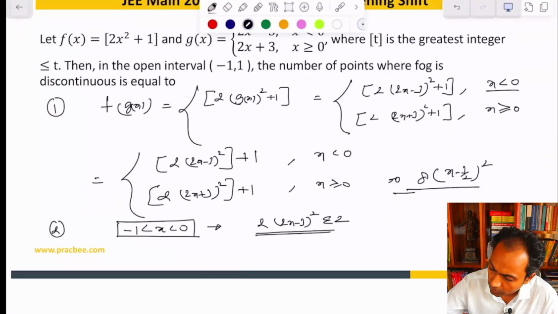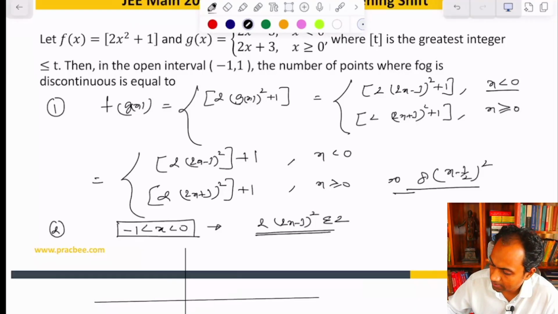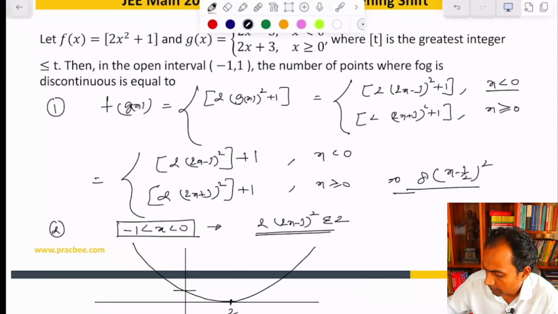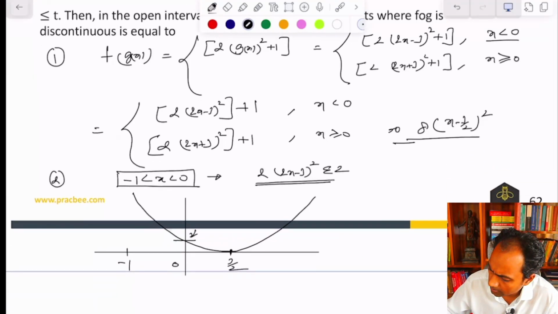So if I draw the graph, you can easily understand what is going to happen to this part of the function. This point is going to come at 3/2 and the graph is going to be a parabola like this, wherein I want to analyze this between -1 and 0. At 0, if you put the value in this function, it comes out to be 9 into 2, 18. So this point is 18. And if I put -1, this value will become 50.